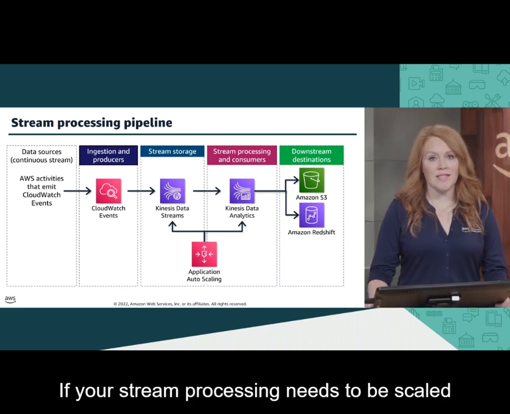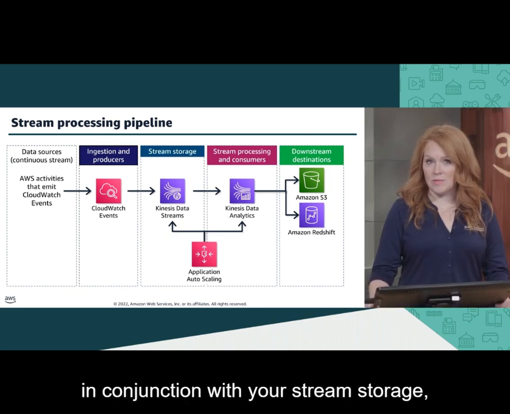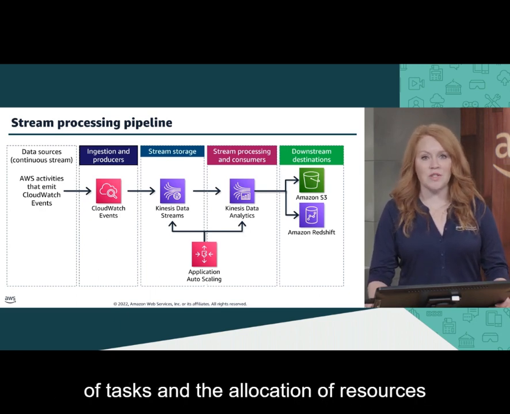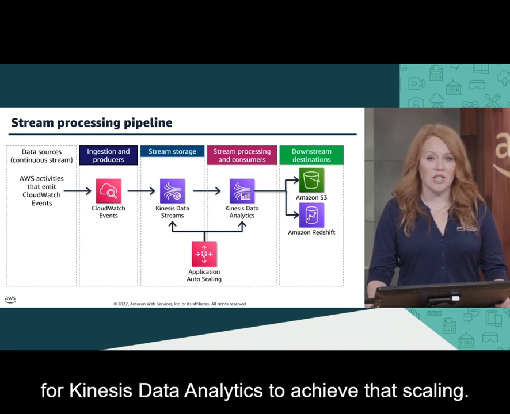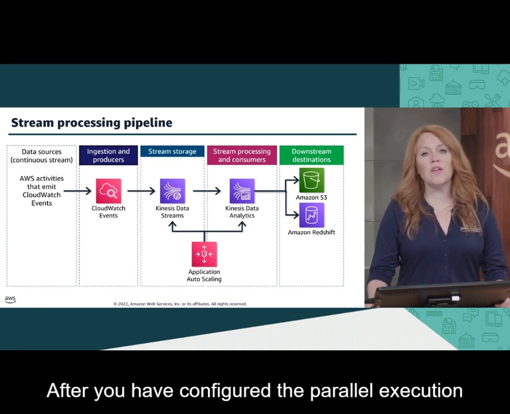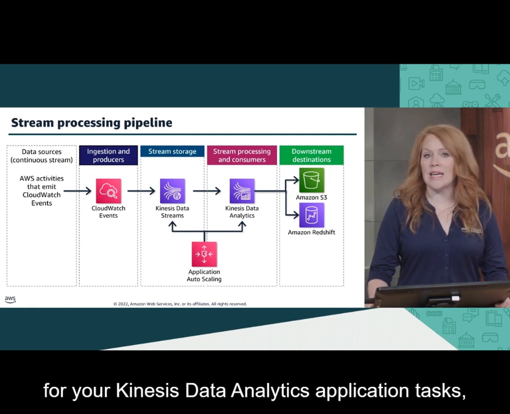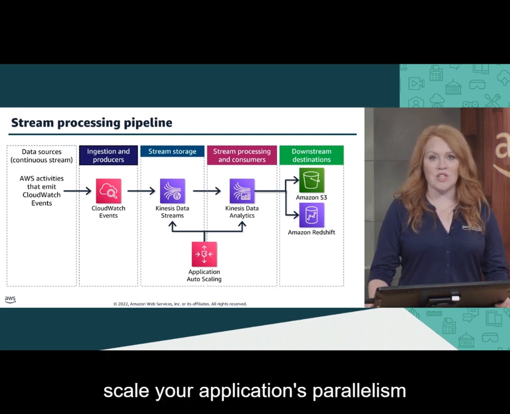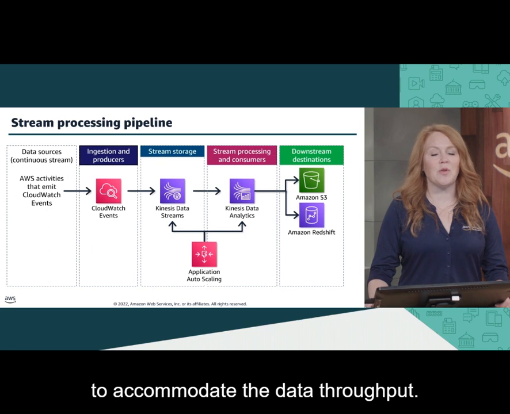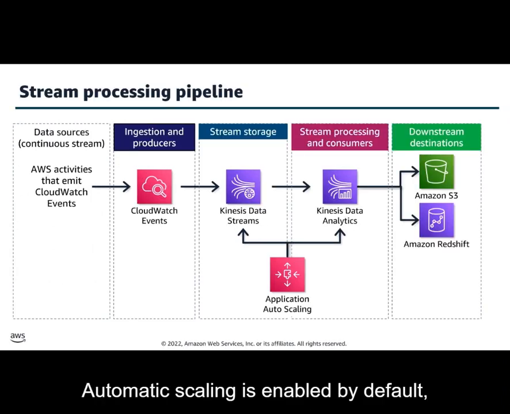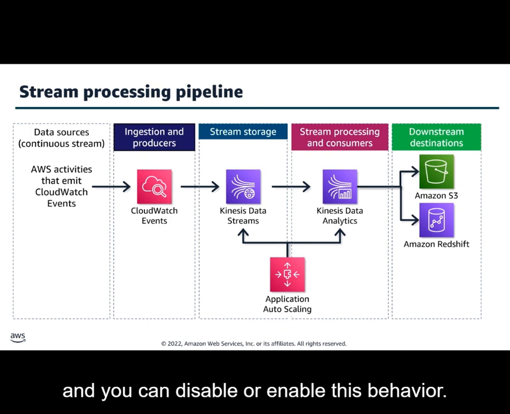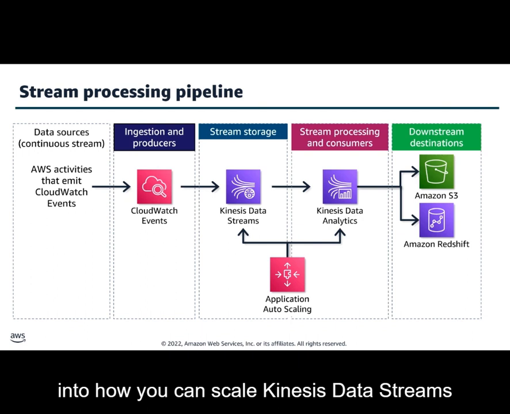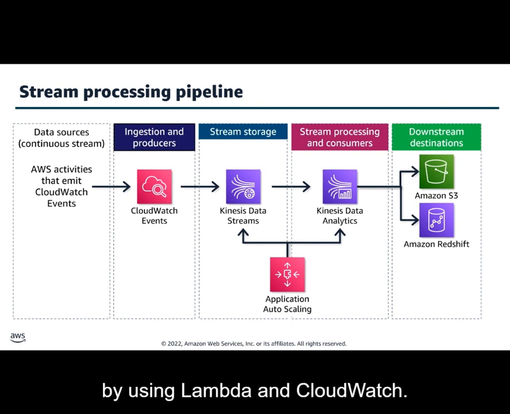If your stream processing needs to be scaled in conjunction with your stream storage, you can configure the parallel implementation of tasks and the allocation of resources for Kinesis data analytics to achieve that scaling. After you have configured the parallel execution for your Kinesis data analytics application tasks, Kinesis data analytics will automatically scale your application's parallelism to accommodate the data throughput. Automatic scaling is enabled by default, and you can disable or enable this behavior. The next slide provides a deeper dive into how you can scale Kinesis data streams by using Lambda and CloudWatch.